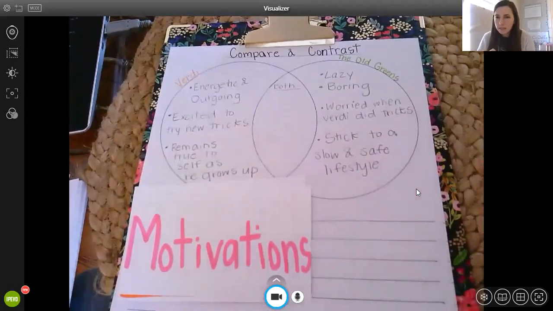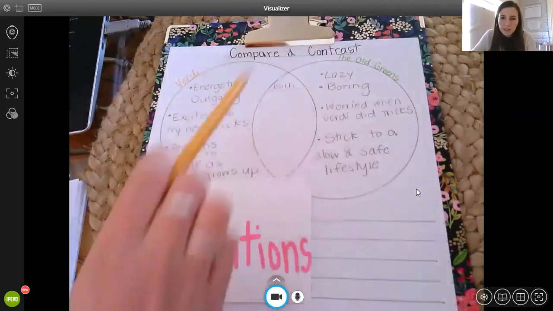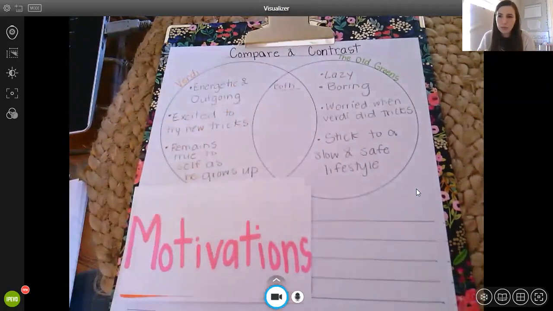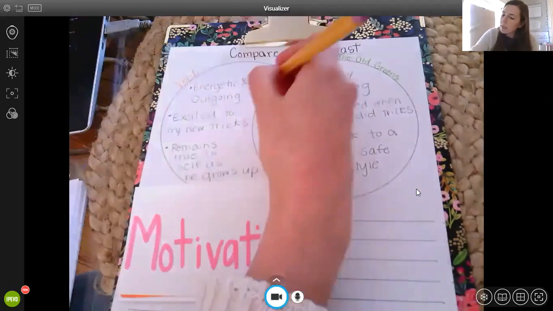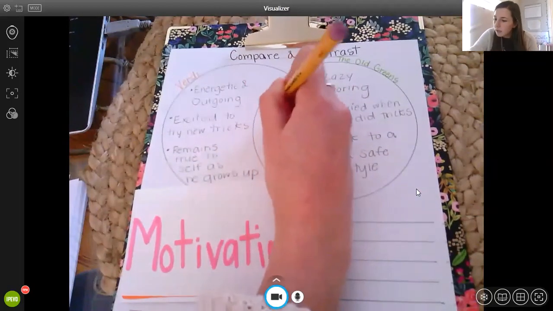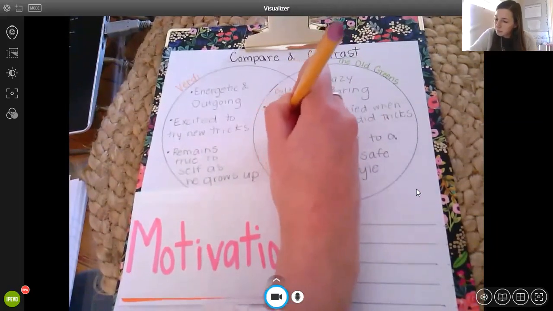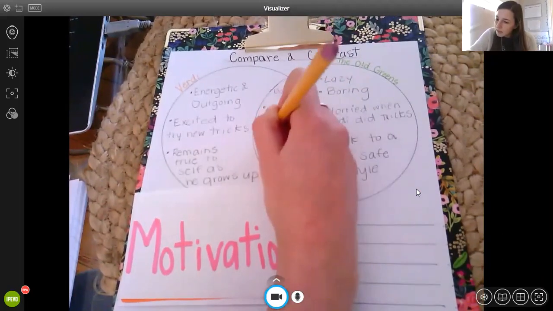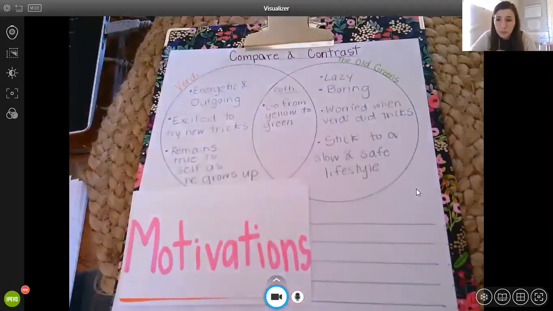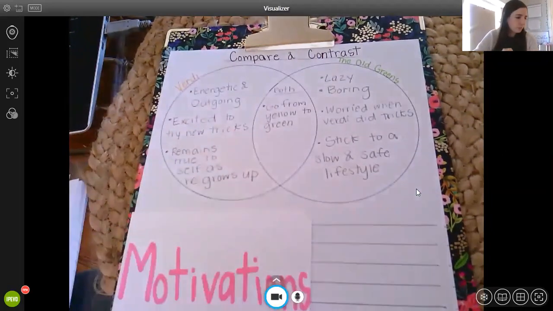All right, so that takes care of their different traits, feelings, and motivations. But remember, we still have this section in the middle that highlights traits, feelings, and motivations that both of these characters shared or had in common. So some things we found in the story were that both Verdi and the old greens do physically go from the color yellow to the color green. And that's not necessarily a trait, feeling, or a motivation, but it is something that I want to include as something they both experienced. Okay.